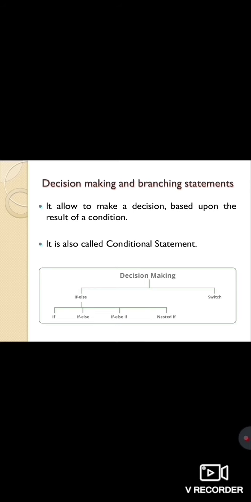Decision making and branching statements. It allows us to make a decision based upon the result of a condition. Decision making is about deciding the order of execution of statements based on certain conditions, or repeating a group of statements until certain specified conditions are met. C language handles decision making by supporting the following statements.